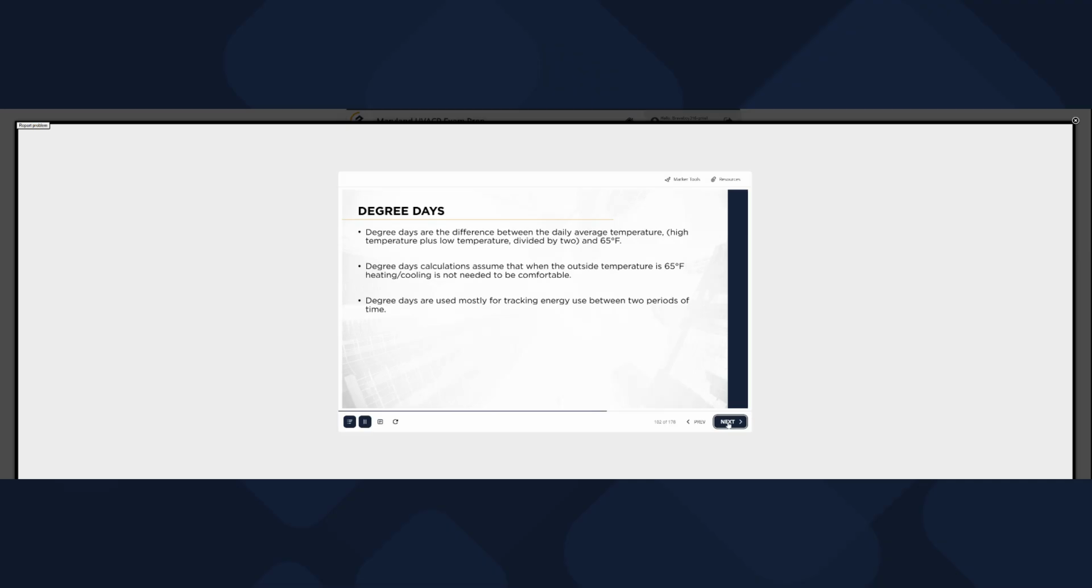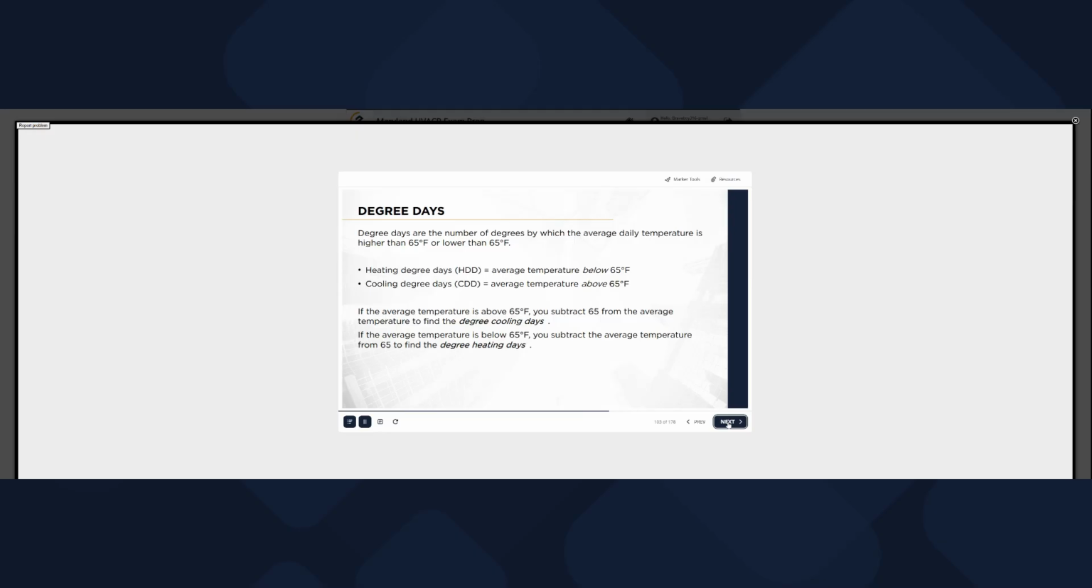Degree days. Degree days are the difference between the daily average temperature, high temperature plus low temperature divided by 2, and 65 degrees Fahrenheit. Degree days calculations assume that when the outside temperature is 65 degrees Fahrenheit, heating or cooling is not needed to be comfortable. Degree days are used mostly for tracking energy use between two periods of time.